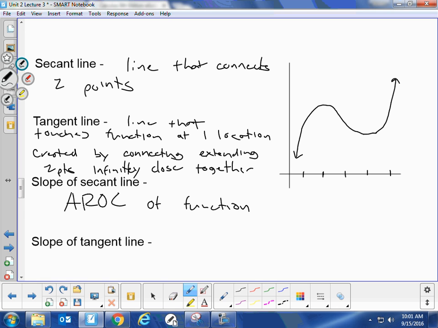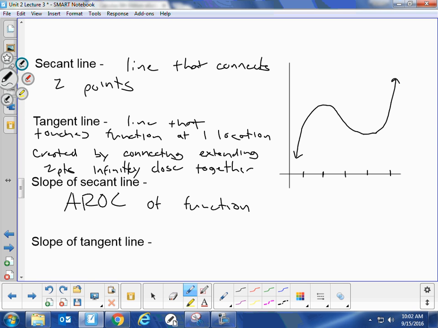Well, two distinct points, connect them, find the slope, average rate of change. Well, take those two points, make them infinitely close together. We are still using a slope formula to find the slope of this tangent because we have two points that are distinct. They're infinitely close together, but they're not on top of each other. Since they're not on top of each other, we can find the slope of it.